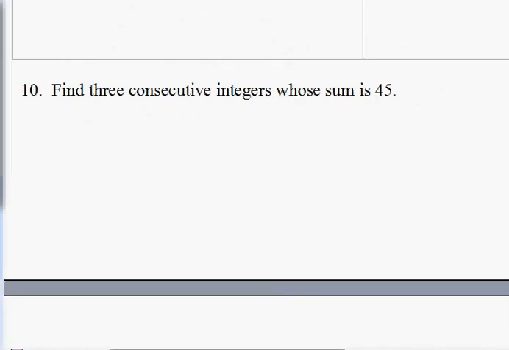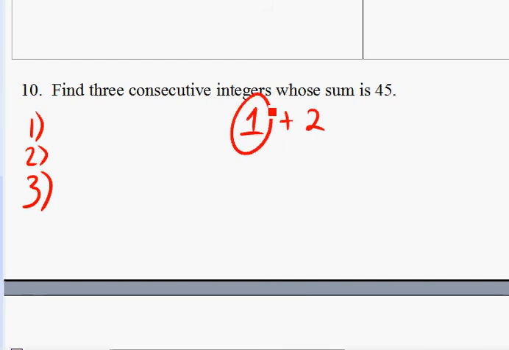Okay, so let's take a look at a word problem over here and try to work this out. Okay, it says find 3 consecutive integers whose sum is 45, right? So we know we're talking about 3 numbers. The first number, second number, and third number, right? And the sum is 45. That means if I'm adding the first number plus the second number plus the third number, I'll get 45.